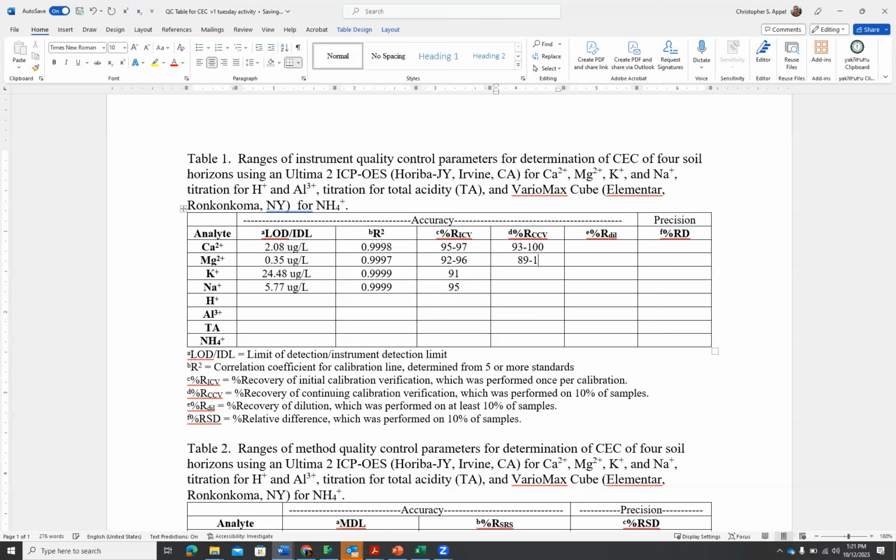Because what's our desired performance level? Almost. So at the method level, that's what it would be. But at the instrument level, pretty much everything is always 90 to 110. And we have one value that's slightly below that, but not by much.